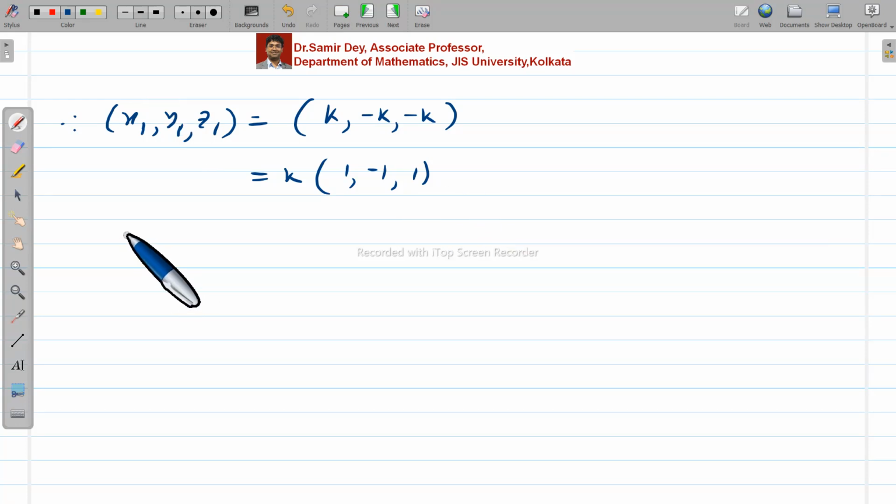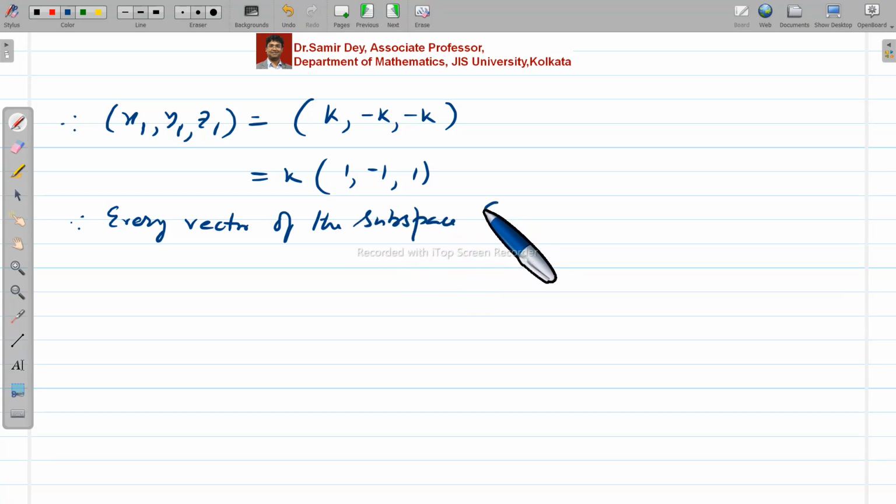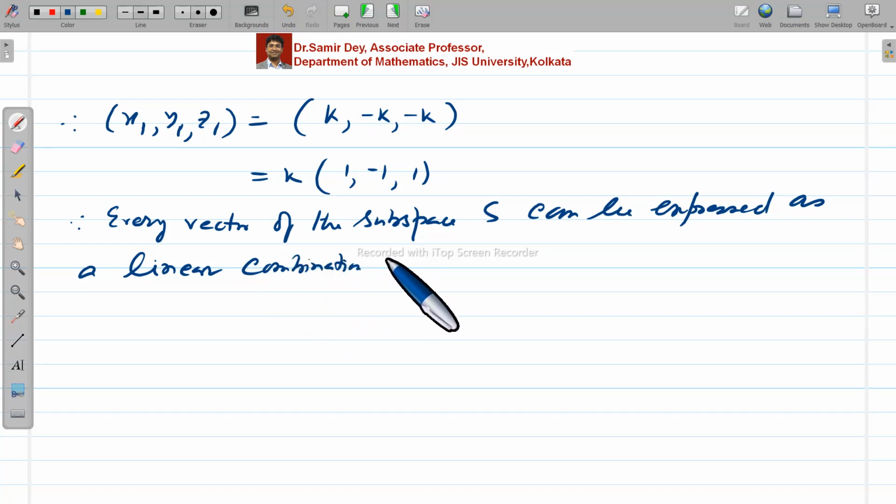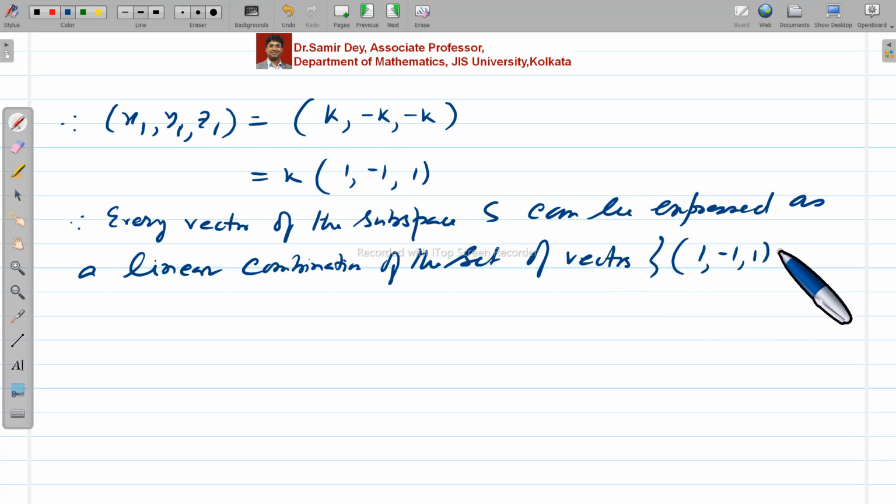Okay, so from here it is clear that every vector of the subspace S can be expressed as a linear combination of the set of vectors (1, minus 1, minus 1).